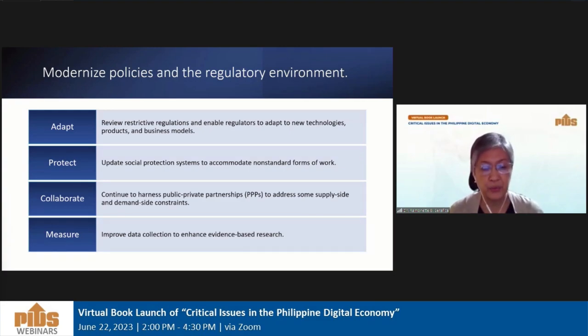There is a need to review current social protection systems to ensure decent work for online and other platform workers. This would involve updating the schemes to respond to the needs of new types of workers and work arrangements, and encouraging participation in social protection programs through simplified registration and more accessible payment systems.